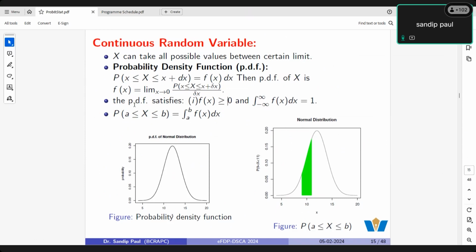And similar to the probability mass function, all f(x) values are non-negative, that means greater than or equal to 0. And if we consider the entire area under the curve, that means if you take the integration from minus infinity to infinity of f of x dx, it will be 1. So this denotes the entire area under this curve. This curve is called the density curve, and the region under the curve denotes the density or the distribution function.